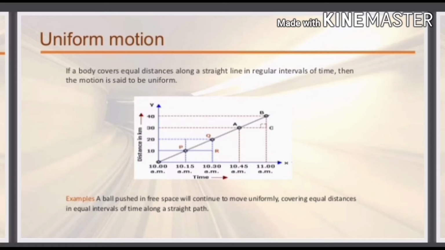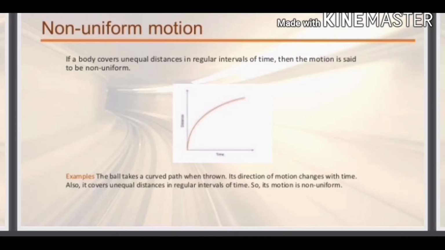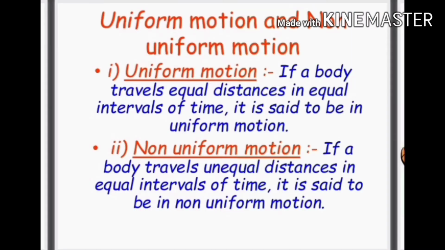Uniform motion. If a body covers equal distances in equal intervals of time, the body is said to be moving in uniform motion. If a body does not cover equal distance in regular intervals of time, the body is said to be not moving in uniform motion. So that's regarded as non-uniform motion.